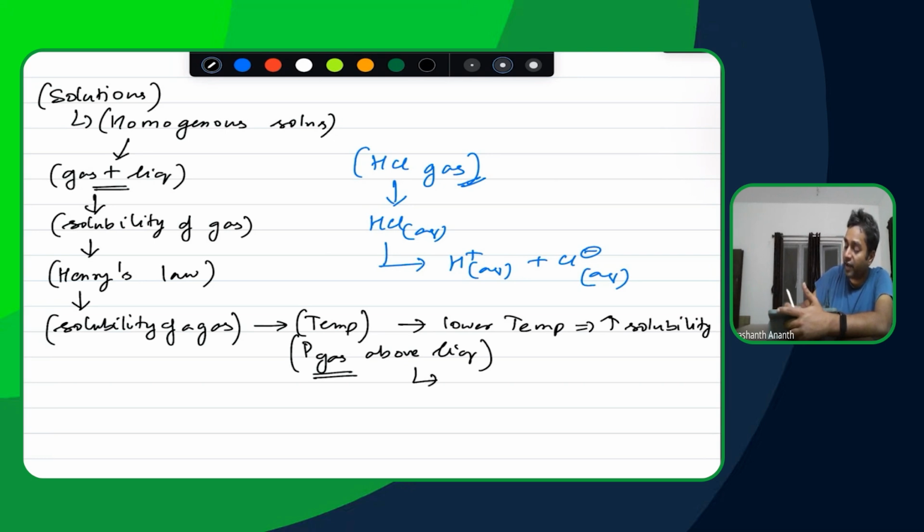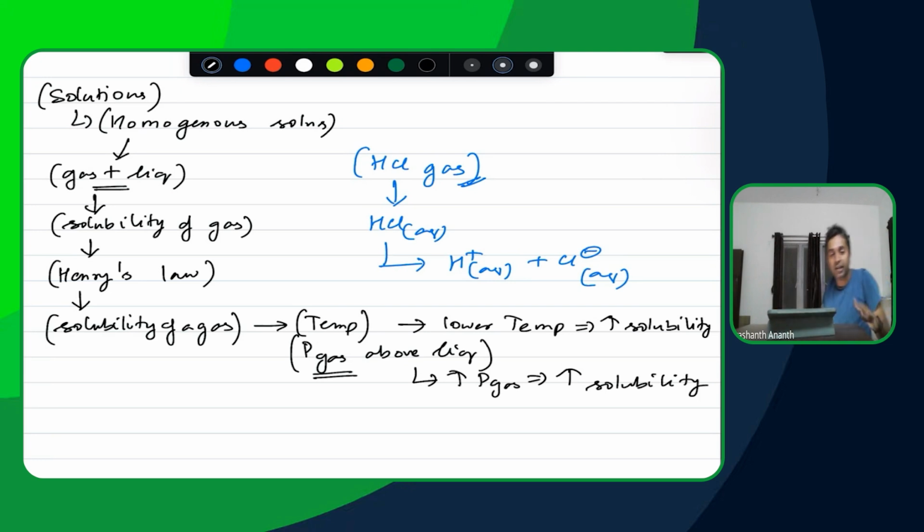And partial pressure of gas above liquid, higher partial pressure implies higher solubility. So you learn this mathematically in a separate thing called Henry's law, that I'm not going to be going into. We'll look at that when you look at it.